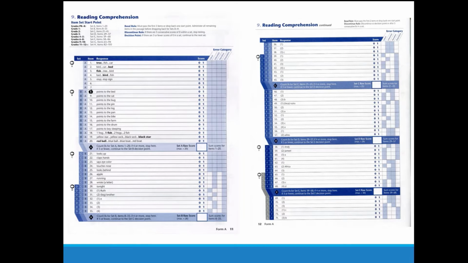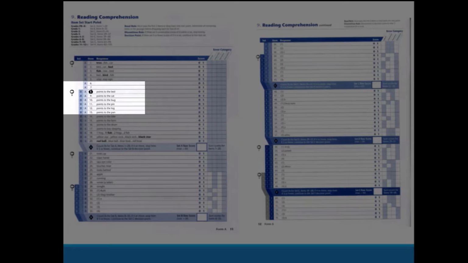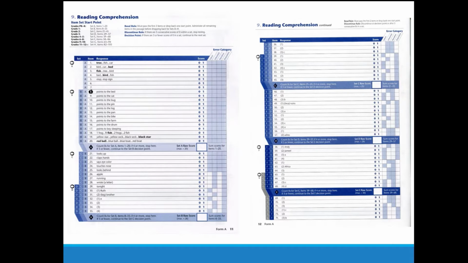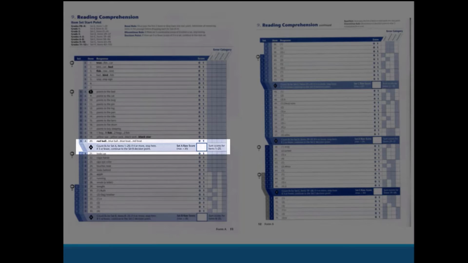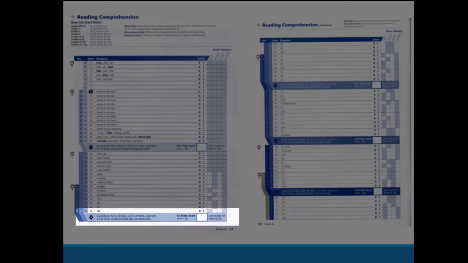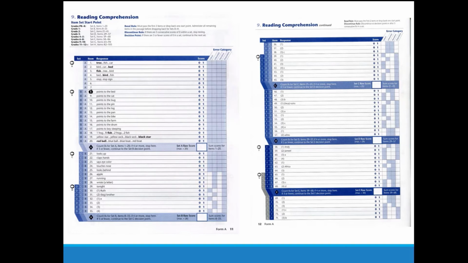The reading comprehension scoring sheet includes both the item number and the set or sets in which that item can be found. Each item is labeled with a letter representing the set. For example, item 8 is part of set A and part of set B. You'll notice that the recommended start set is indicated with an arrow. You'll also notice that at the end of each set, there is a decision point that is designated with a diamond and the set letter. Elaboration of the decision rule can be found in this section.